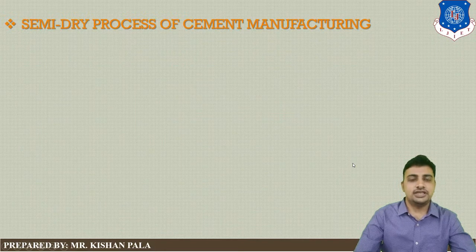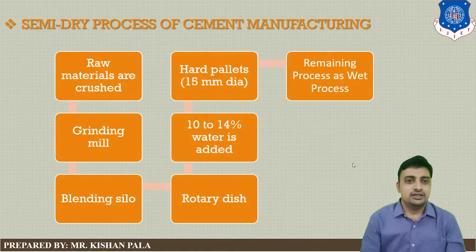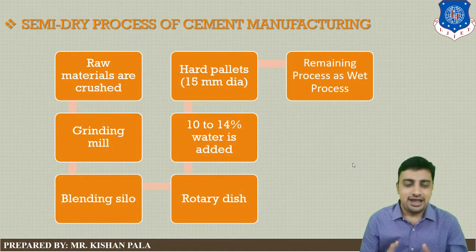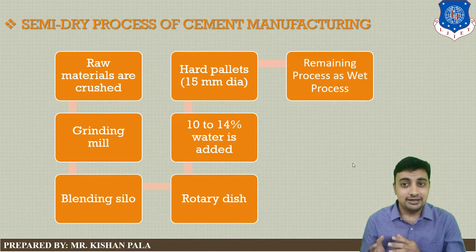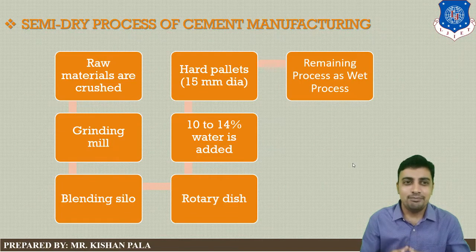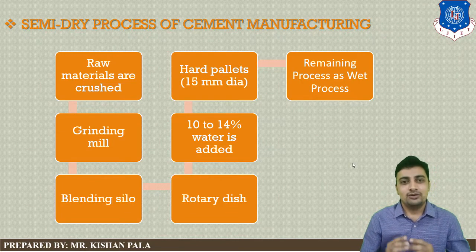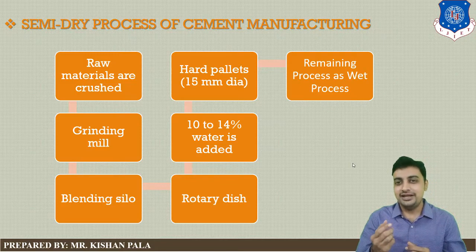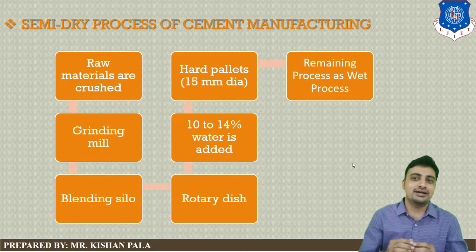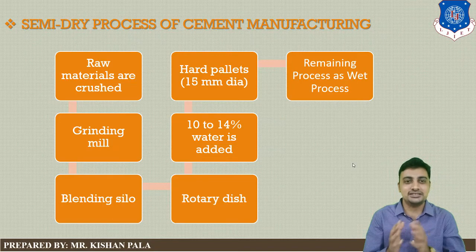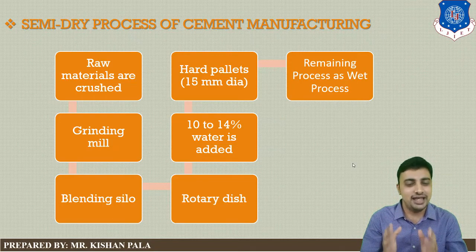Third one is the semi-dry process for the manufacturing of cement. In this process, the raw materials are crushed and fed into the grinding mill to convert them into fine powder. The dry powder, called raw mix, is pumped into the blending silo where the correct proportions are adjusted and mixed by compressed air.